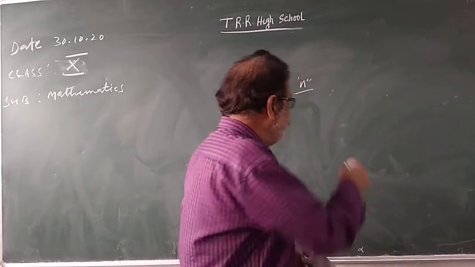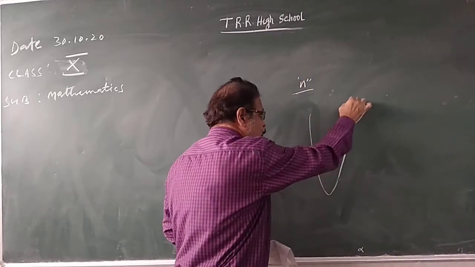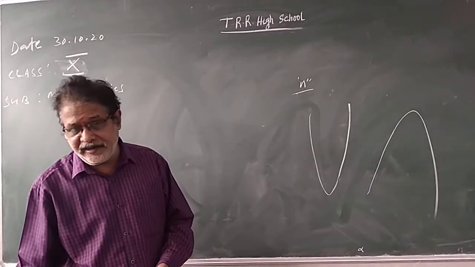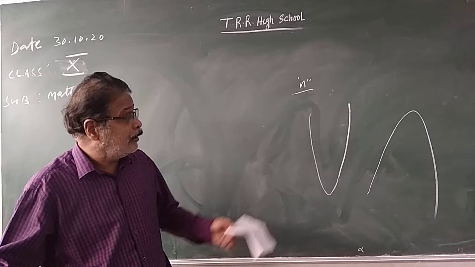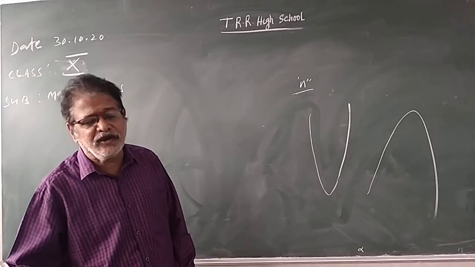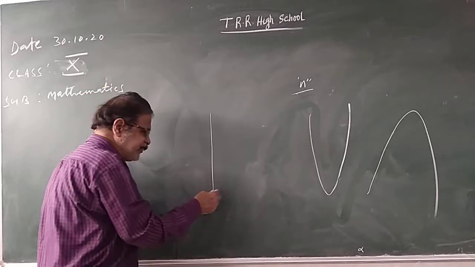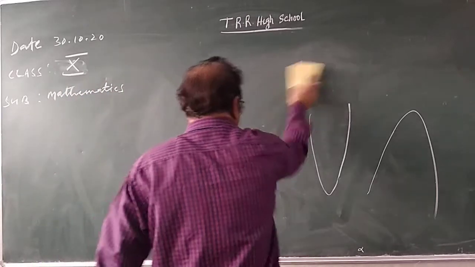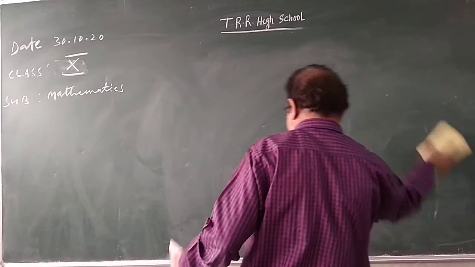Yesterday in class we learnt how to draw the graph for a quadratic polynomial. It may open upwards, or it may open downwards. By drawing the quadratic polynomial in the graph, how do we find the zeros? When the curve intersects the x-axis, those are the zeros.